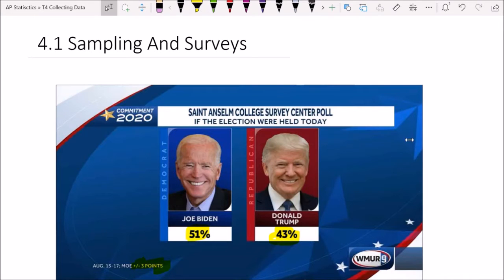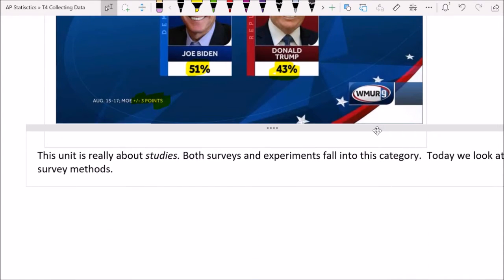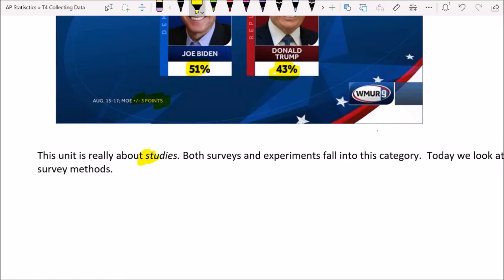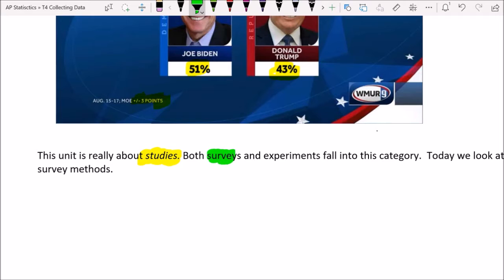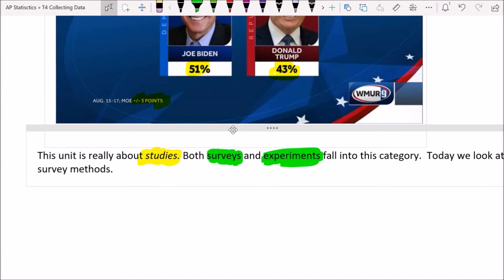So let's get started with some specifics. In this unit, we're really going to be looking at studies. They don't use that word very often, but that's basically what they are. We have two kinds we're going to talk about. We're going to talk about surveys, which is a sampling method, and we're going to be talking about experiments as well. Both of these fall under the umbrella of studies. I'm saying that at the outset because sometimes people are like, wait, is that a survey or a study? Well, all surveys are studies. So just know that if you see that word study thrown around, it just means that we're doing some sort of research to answer a question. Surveys are one way to try to answer that question, and experiments are another. We'll do experiments in the next video. Today's all about surveys.